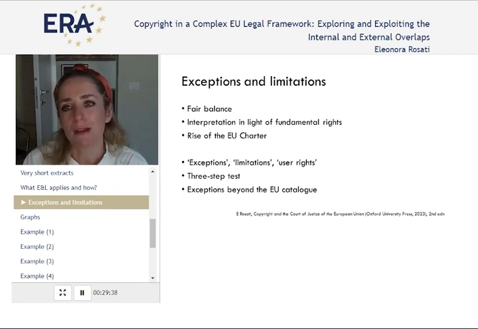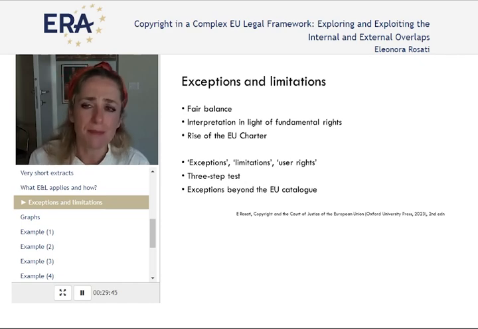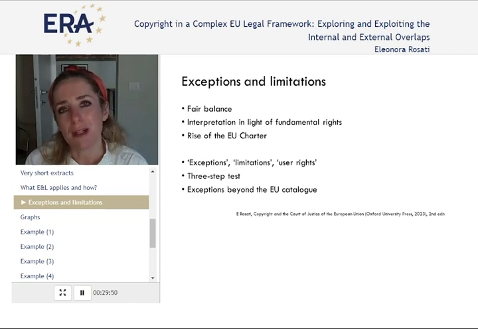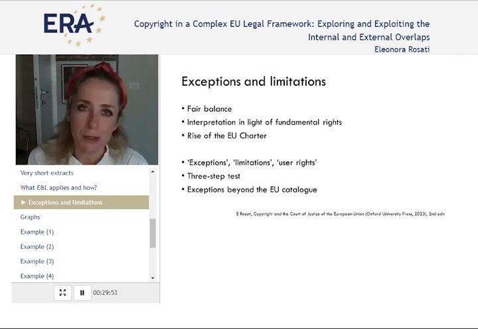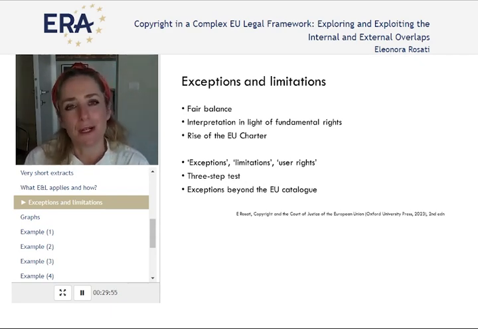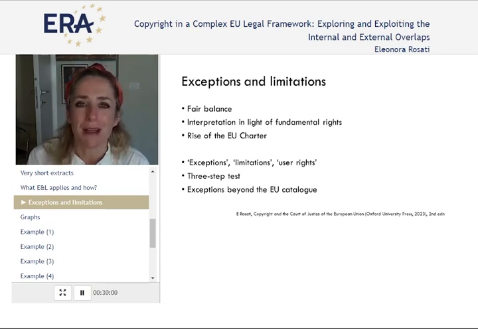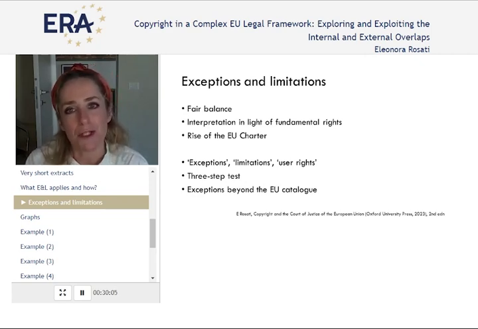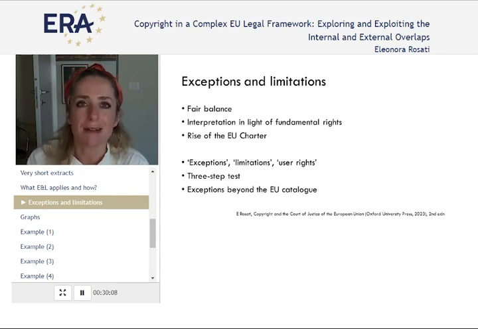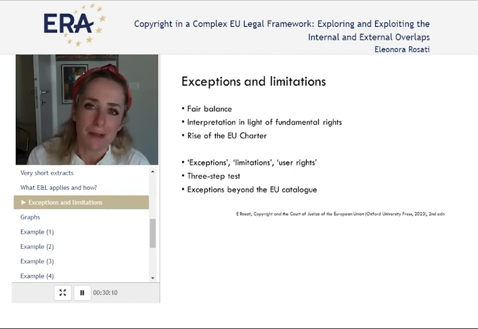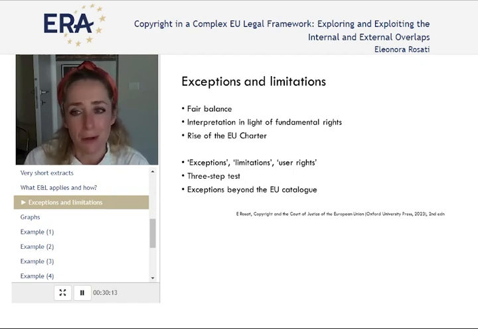So we have moved from the idea that exceptions are in need of a strict interpretation because they are derogations from the protection of copyright to instead the idea that they are expression of other fundamental rights and freedoms, including freedom of expression, and therefore they need to be fairly balanced with copyright. They are no longer minor or things that are less deserving of consideration. The CJEU clearly tells us that exceptions and limitations are something of equal dignity to copyright.